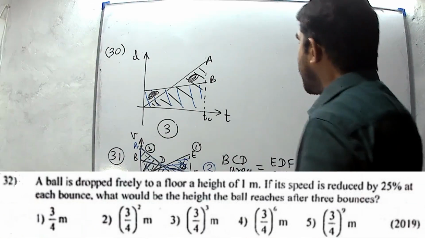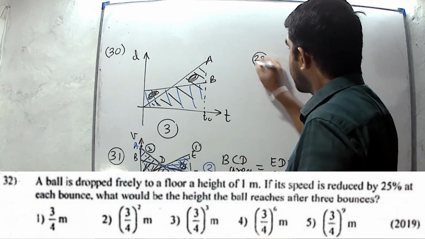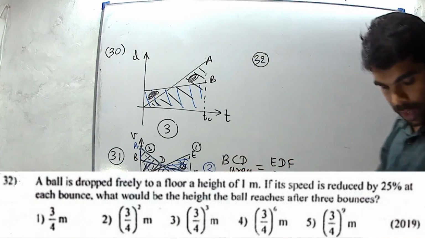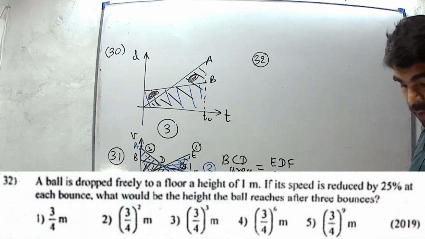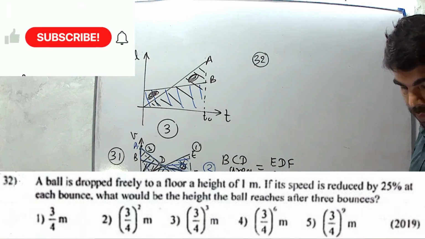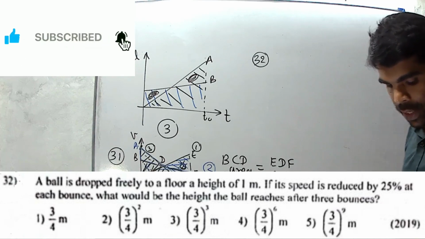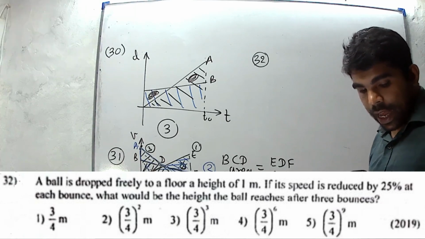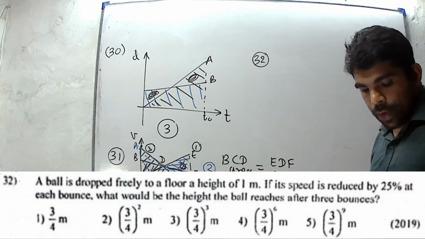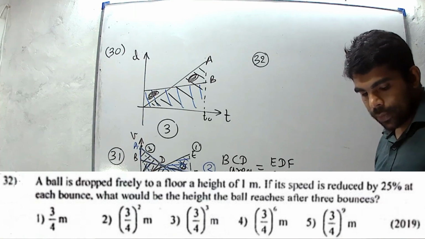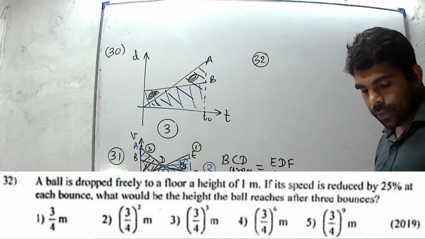Then question number 32. A ball is dropped freely to a floor, a height of 1 meter. If its speed is reduced by 25% at each bounce, what would be the height the ball reaches after 3 bounces?